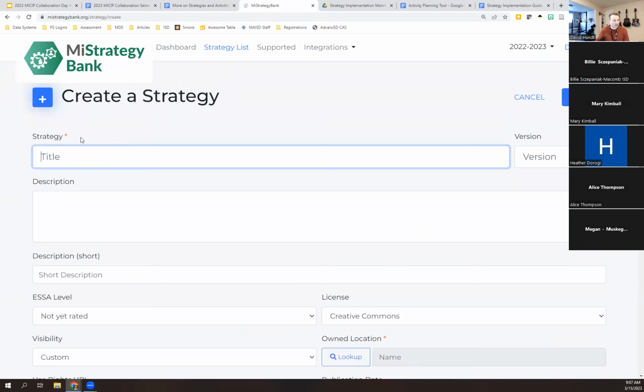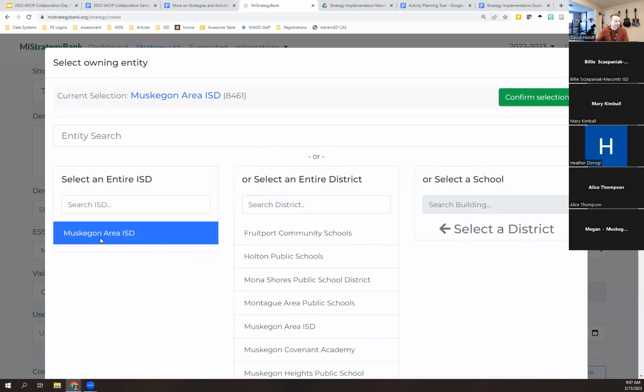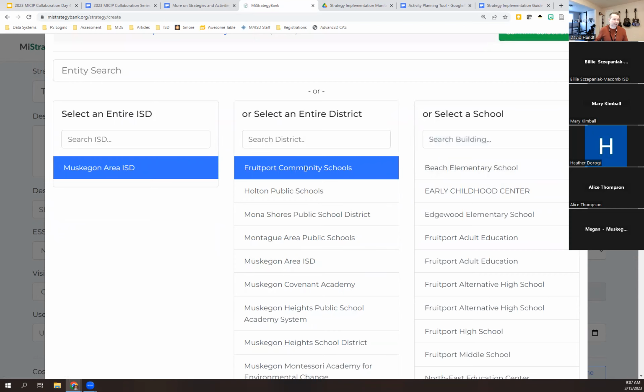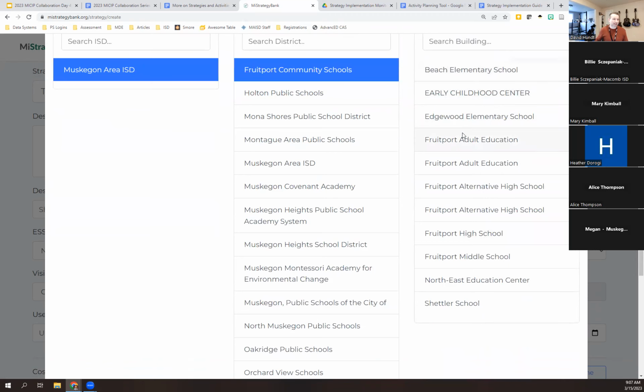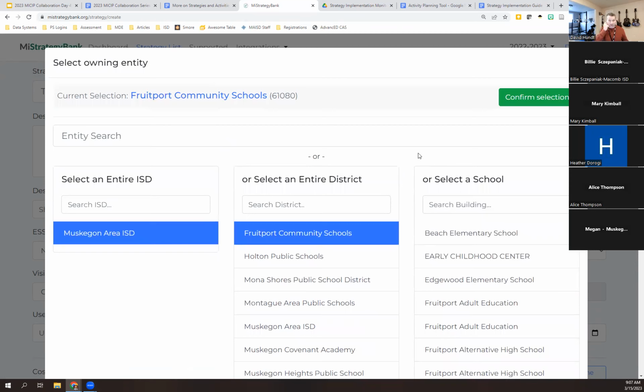And so if you are at an ISD like I am, then I could say, okay, I want this to be here for my entire ISD. And then I could just hit confirm selection. And now this strategy will be there for my whole ISD. If you're at a district, likely what you're going to do is it'll say your ISD, but when you click it, you'll only see your district. And then you could say, I want this for my whole district. Or you could say, I really only want this for my elementary schools, and you can click your schools. But that's how it kind of knows who can access it.